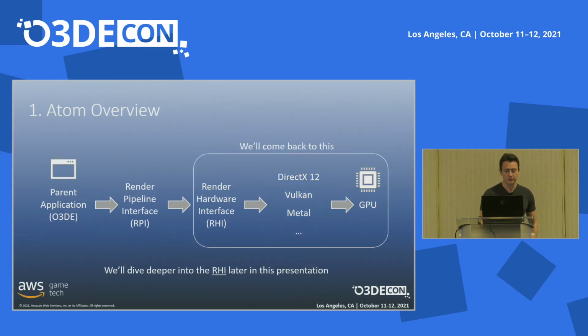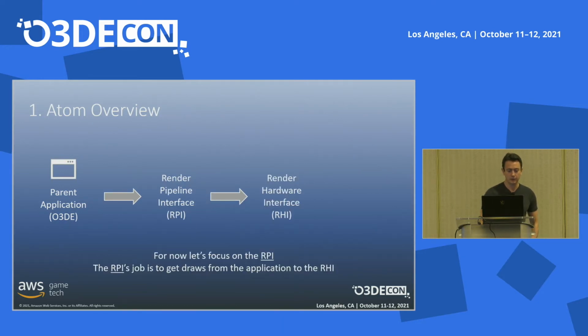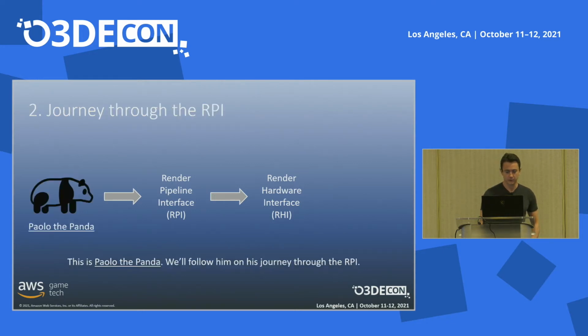This whole section of the slide will be covered in detail by my colleague Sid later on in the presentation. And for now, I just want to dive a bit deeper into the RPI and how it takes objects from the parent application down to the RHI. So for this, we're going to follow Paolo the Panda. He lives in the game world, and he's going to make his way down to the GPU.